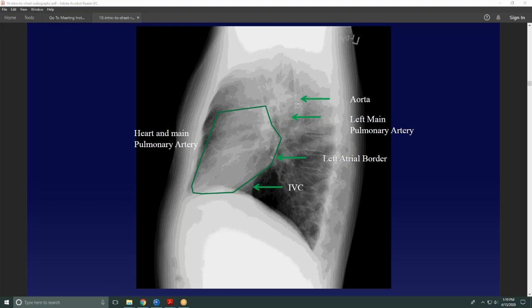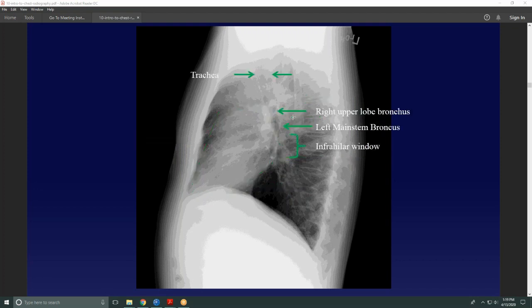You don't see it well here at all with this. I had to convert to PDF. I was having trouble with PowerPoints on this computer. And you don't see the aorta, main pulmonary artery very well. There's your trachea. You can get a little bit of sense of your right upper lobe and left mainstem bronchi.